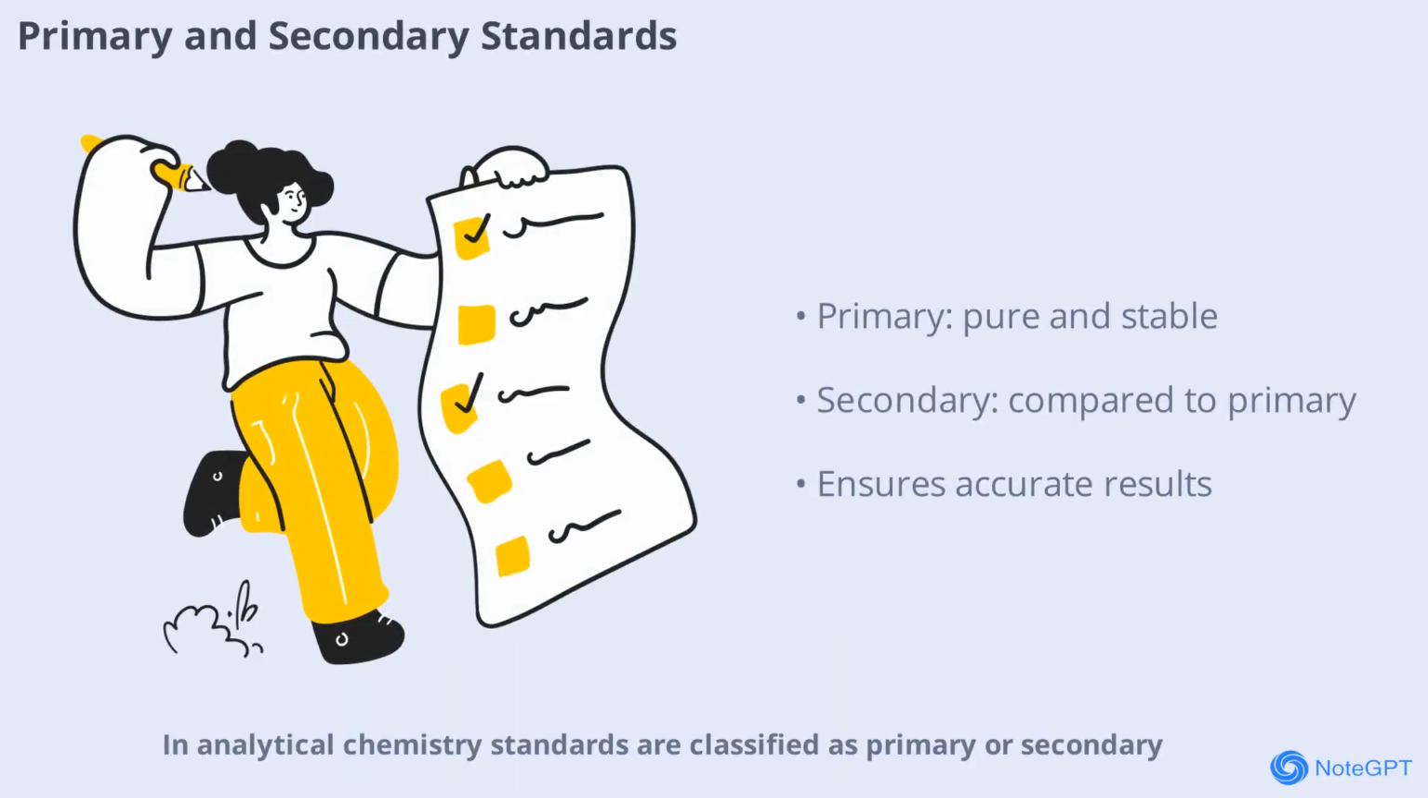In analytical chemistry, standards are classified as primary or secondary. Primary standards are highly pure, stable, and have a known composition, making them ideal for preparing standard solutions. Secondary standards are solutions whose concentration is determined by comparison with a primary standard. Understanding the difference helps you choose the right standard for your experiments and ensures the accuracy of your results.